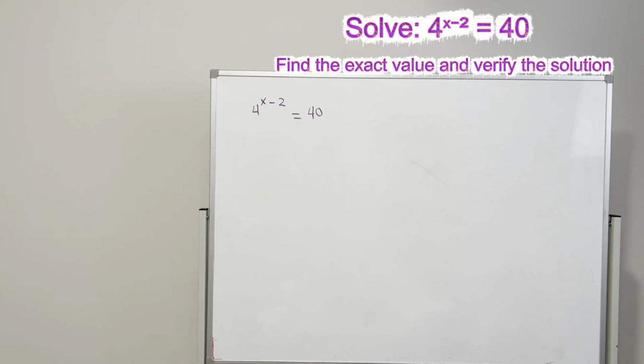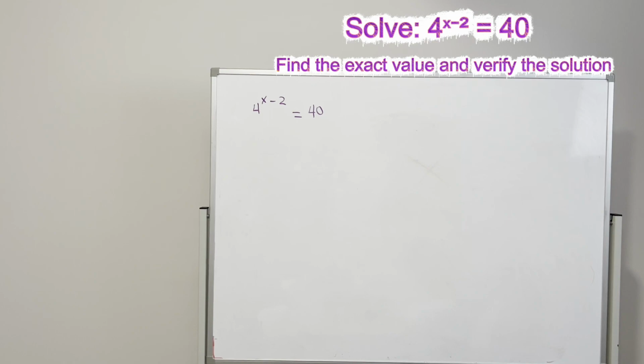Most students rush this question and miss a key idea about exponential equations. Today we are solving 4 to the power of x minus 2 equals 40. But we're not stopping there. I'll find the exact value of x and then we'll check the solution to prove it really works. If you want to understand exponent equations instead of memorizing steps, this video is for you.